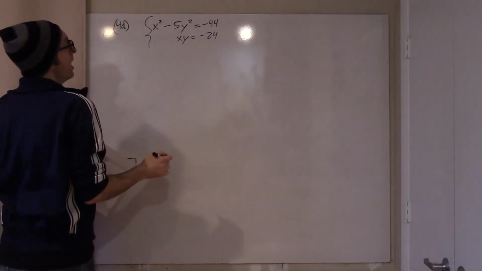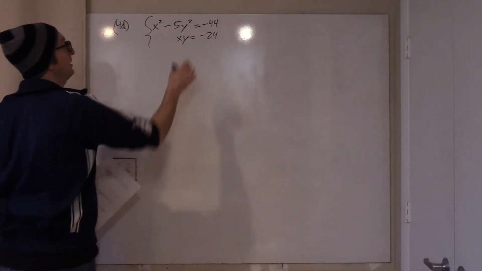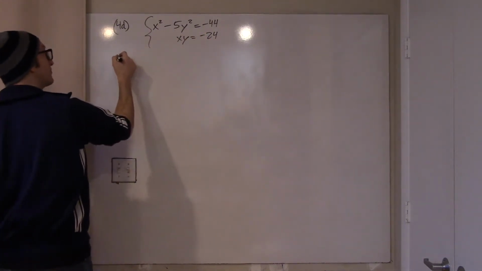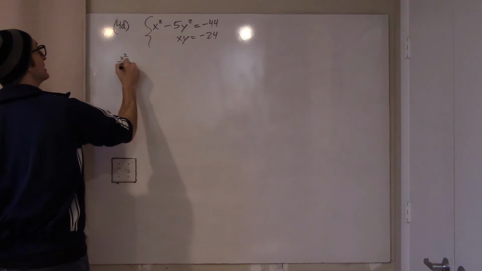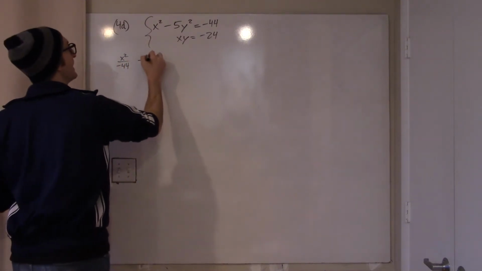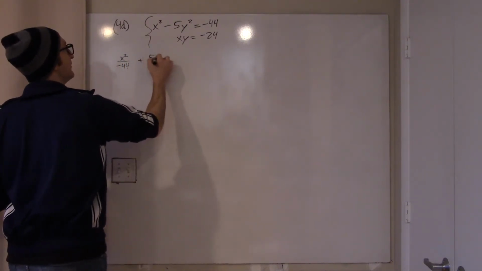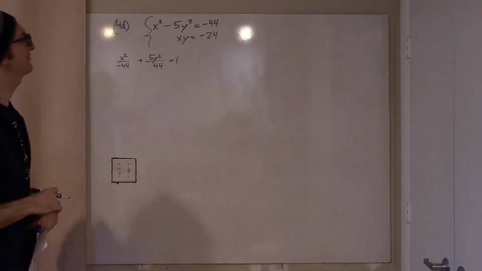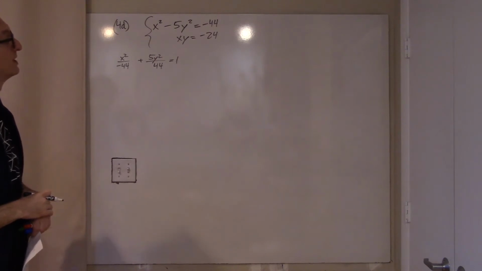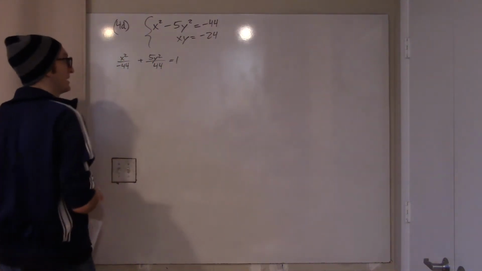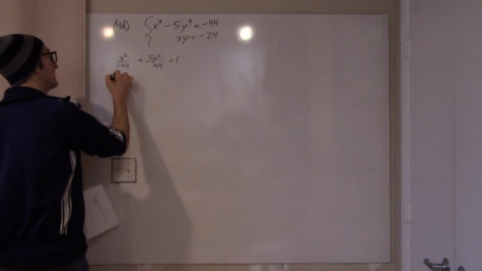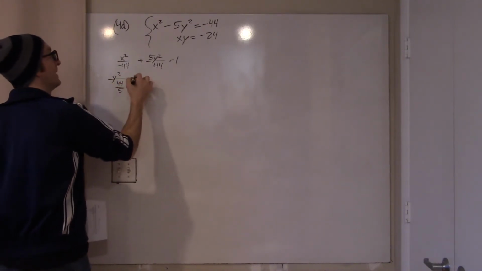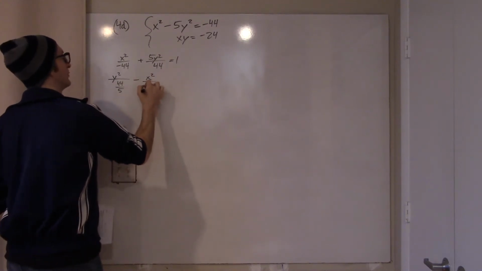So, what kind of hyperbola? Well, if I divide both sides by negative 44, that gives me x squared over negative 44 plus 5y squared over 44 equals 1. That's not a very convenient form to have that hyperbola in. So let me try something better. Let me write it as y squared over 44 fifths minus x squared over 44.